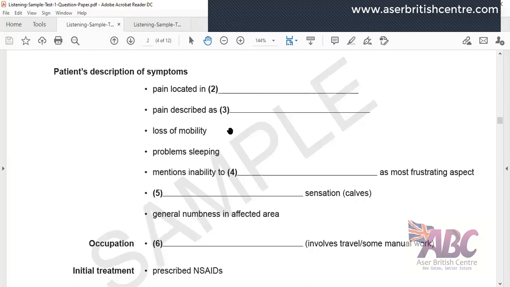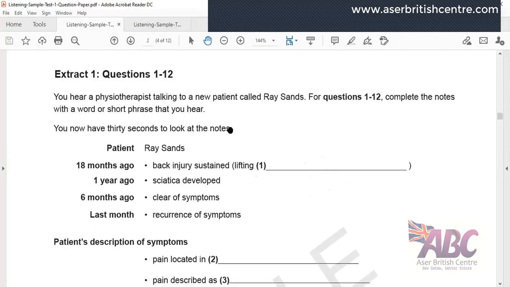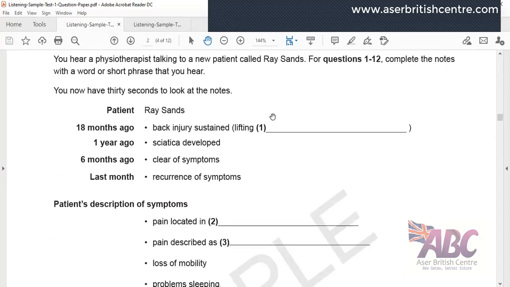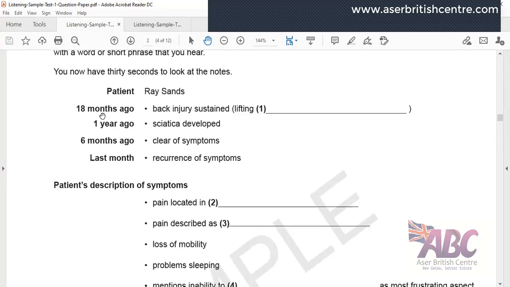Now let's practice part A. Okay? All right. Now I will play the audio and I want you to guess or tell me what is the answer for point 1, 2, 3, and so on.